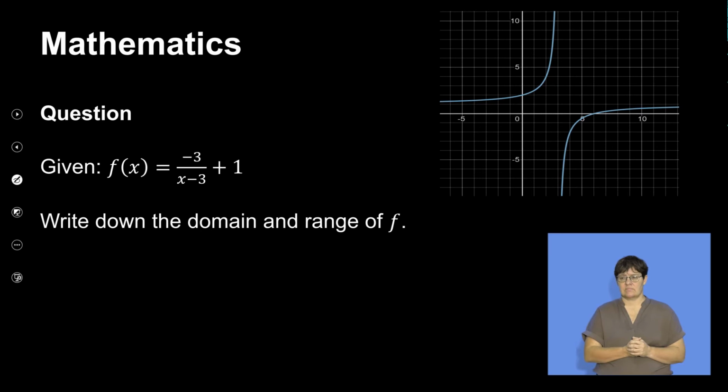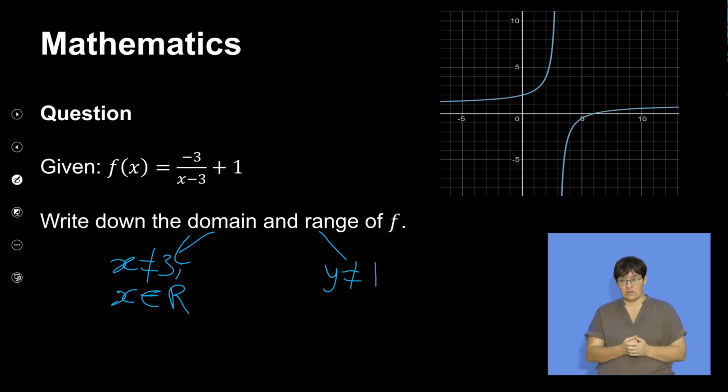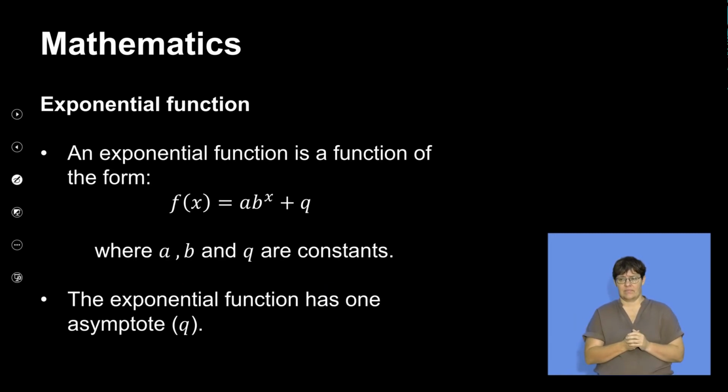The domain and the range: the domain is that firstly my x cannot be equal to 3. We know that. But x can be anything else, meaning it can be an element of real numbers provided it is not equal to 3. Also the range, y cannot be the asymptote, which we agreed that was 1, but y can be all the other numbers that are on a Cartesian plane.